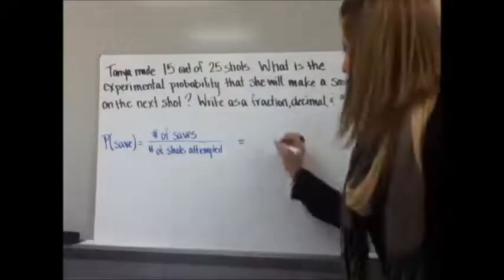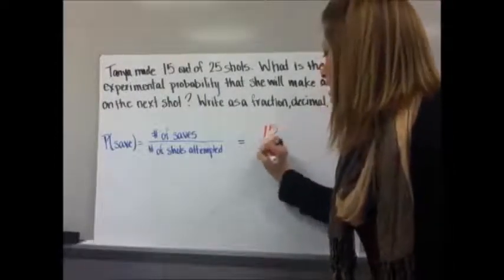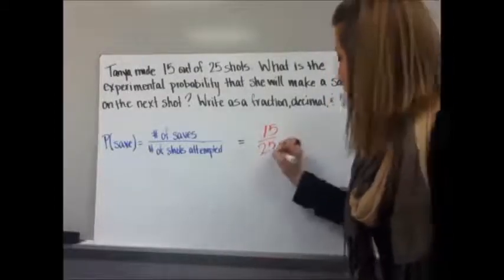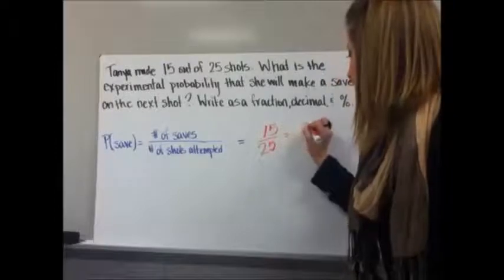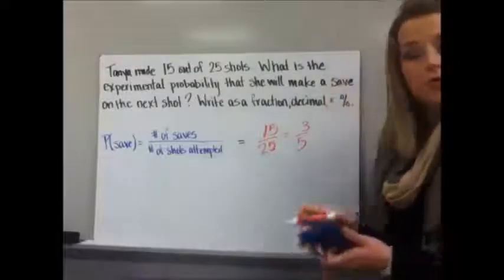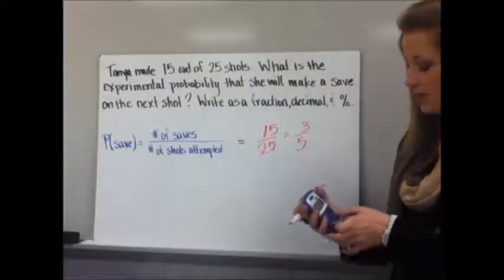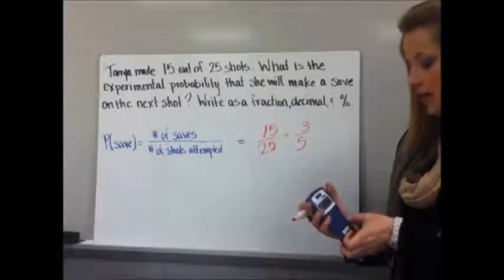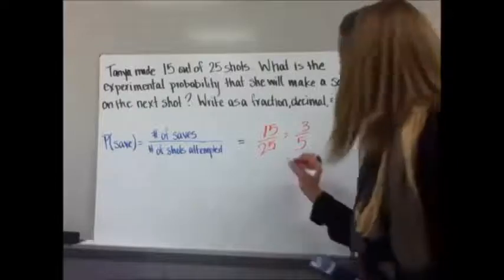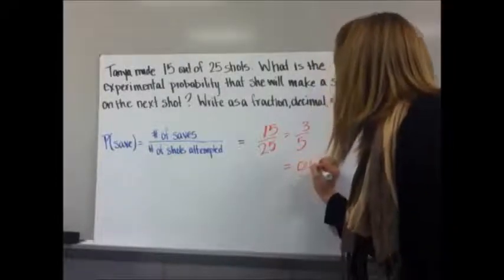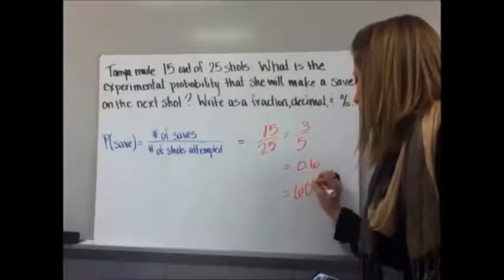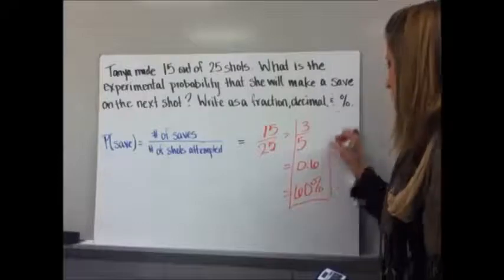So 15 out of 25. 15 saves out of 25 shots. I'm going to simplify that fraction by dividing top and bottom by 5 and get 3 out of 5. Now I also need to write that as a decimal. If you don't know, 3 over 5 is 0.6 on your calculator. Divide the top number by the bottom number, 3 divided by 5, and you get 0.6. And as a percentage, you move that decimal over 2 spots, and that would be 60%.